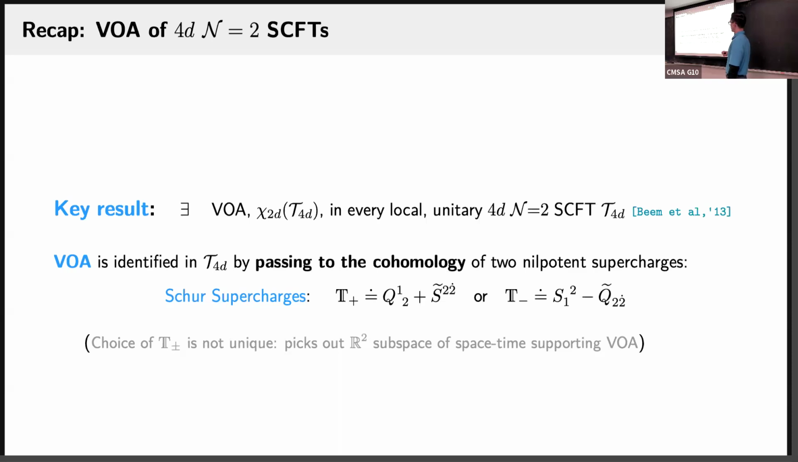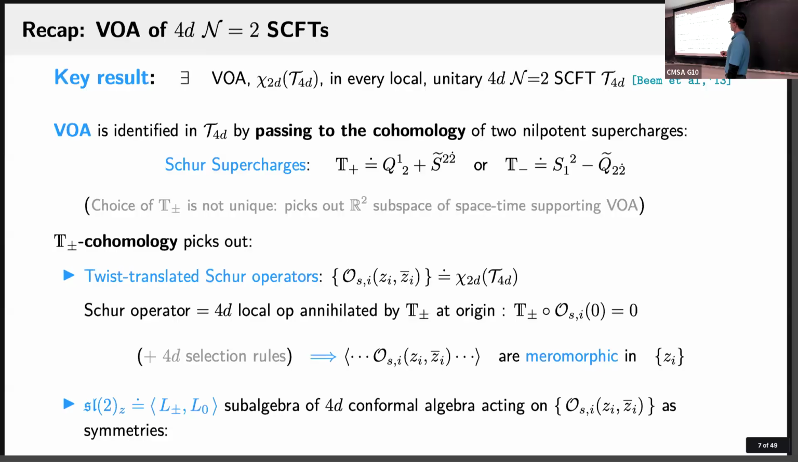But there's sort of a strata, you might say, on the nilpotent variety of 4D N=2 SCFTs. And on this particular strata, you can pick any two elements, and they'll be related to the T plus and T minus by a conjugation.